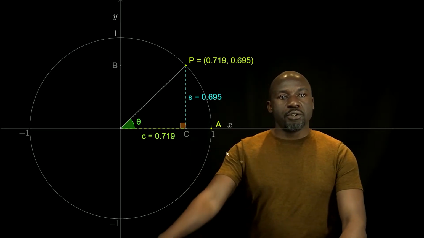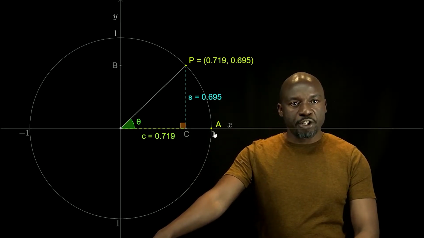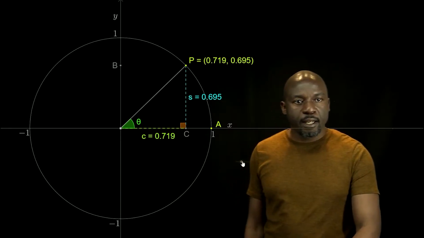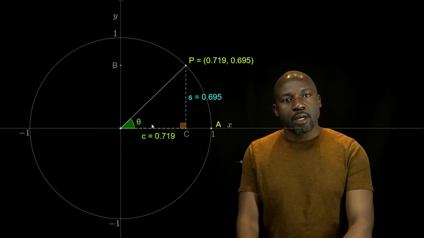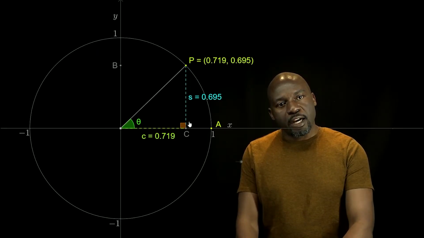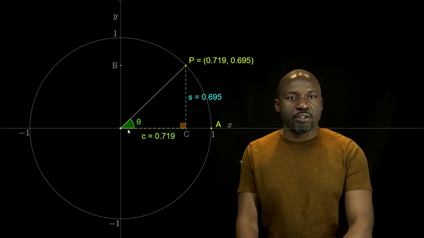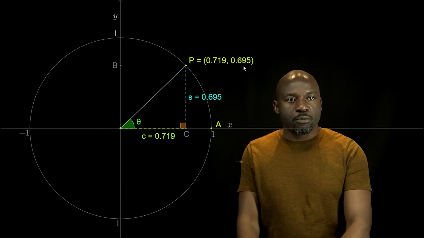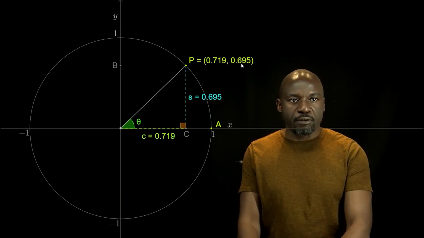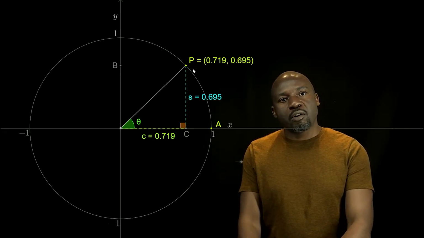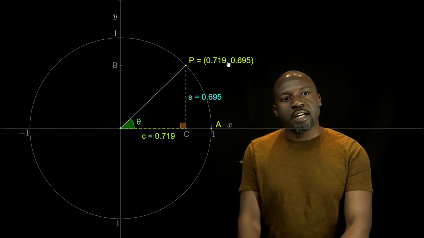And so going back to the GeoGebra simulation, we can see that while we are in the first quadrant here, both the height and the horizontal distance are positive, and so these values are both positive. This represents the cosine of the angle, and that represents the sine of the angle. So we can represent the coordinates of point P on the unit circle using the sine and the cosine.